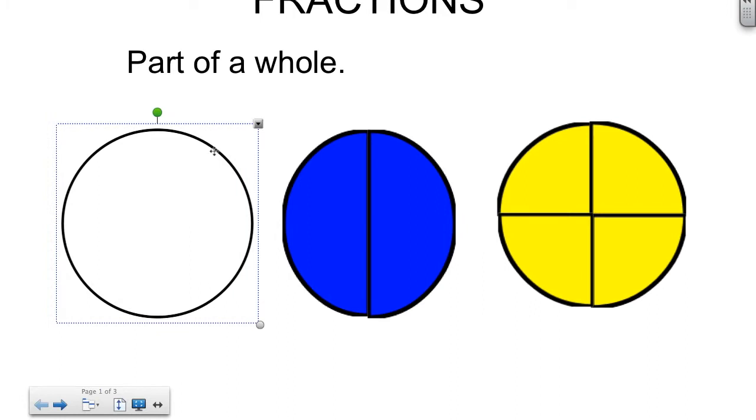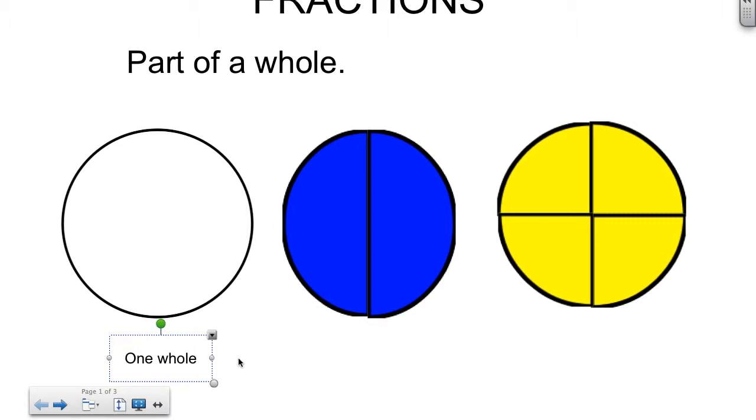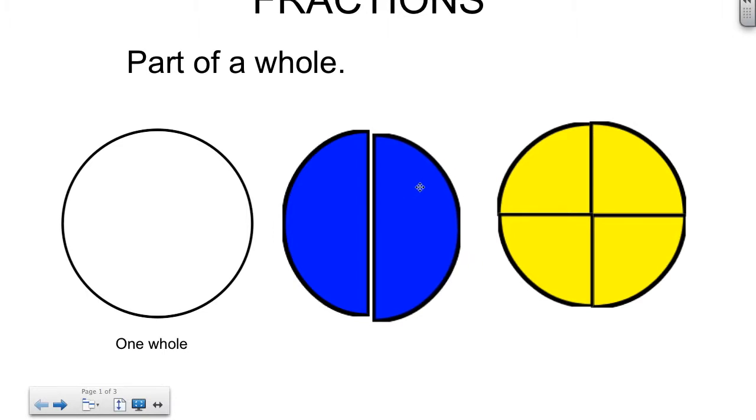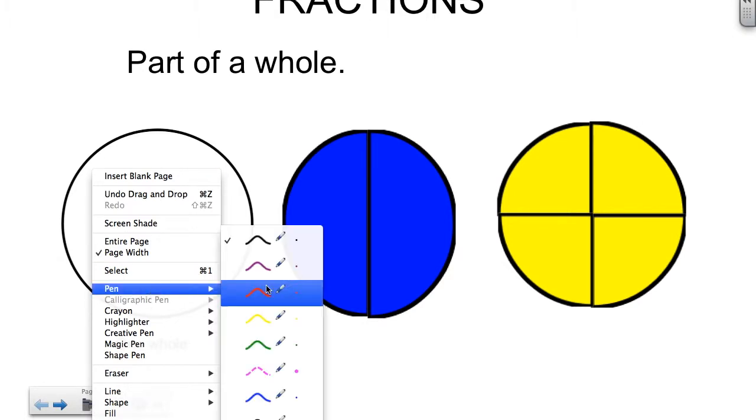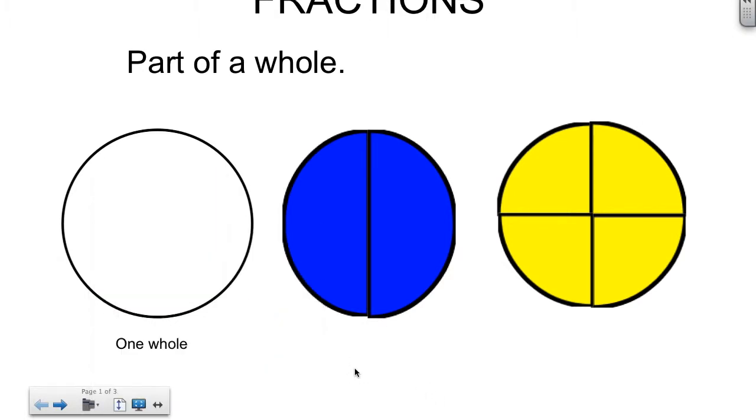Now this circle here is one whole. As you can see, it hasn't actually been broken up at all. It is just one whole, and that's what we'll base the rest of the fractions off. So this one here, as you can see, has been broken up into 2 bits. Now because it's been broken up into 2 bits, I'm going to use my pen. The denominator, which is the bottom number, is 2, because the whole has been broken up into two different sections.